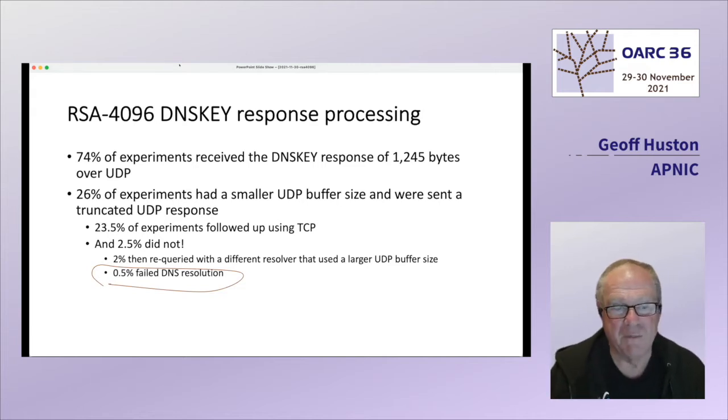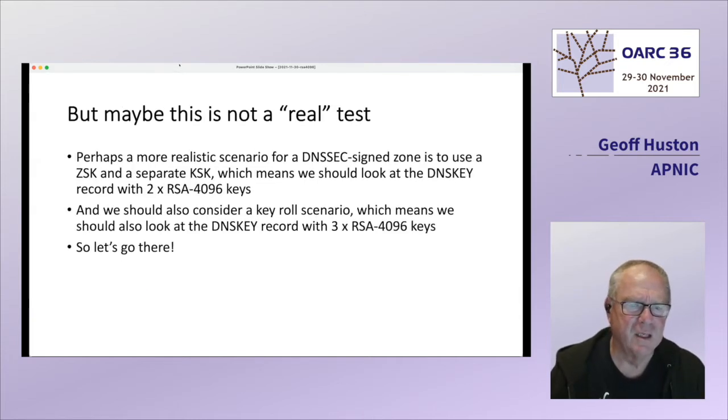All good, because everyone provisions with more than one recursive, it all works. But a very small amount, 0.5%, failed that DNS resolution. They just couldn't find a way out because the TCP follow-up was not working for them. Is 0.5% inside the experimental error range or a significant number? I tend to think it falls towards experimental error. But I also think this test is a little bit fake.